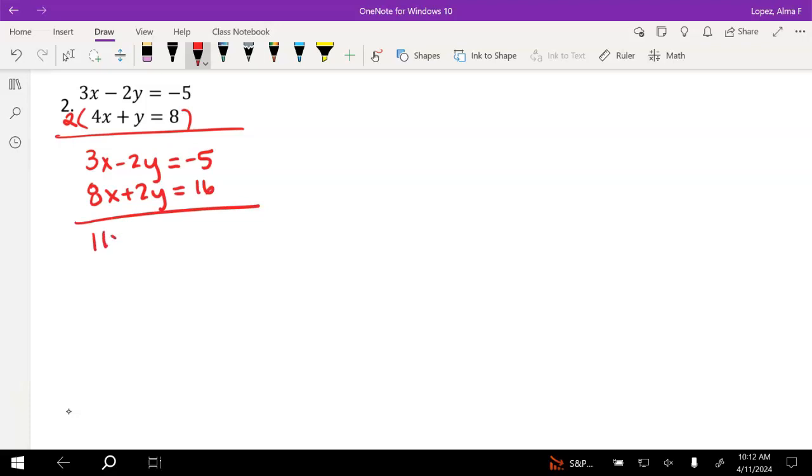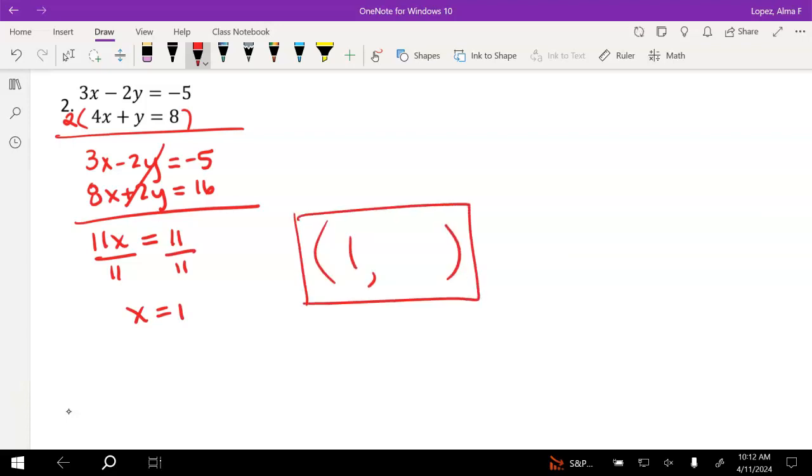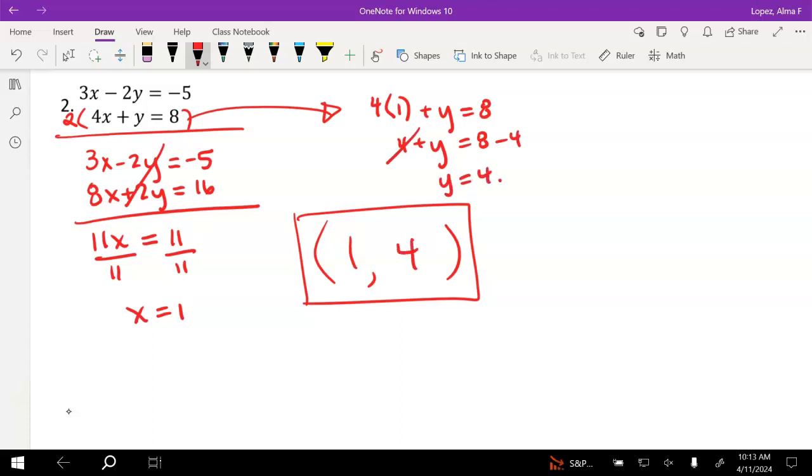After combining, I do end up with 11x. My y's cancel, and negative 5 and 16 add up to 11. After dividing both sides by 11, we get an x of 1. With an x of 1, there's also a y value that I'm going to need. On this one, I used the addition method, so I'm going to plug into, I think, the second equation to solve for my corresponding y value. I have 4x, which I happen to know is 1, plus y equals 8. That's 4 plus y equals 8. After moving the 4 over to the other side, we get a y value of 4.